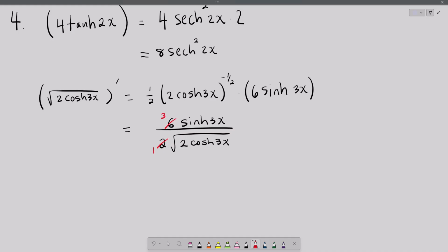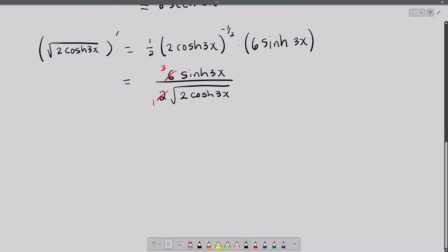Okay, let's do a couple integrals. So a classic integral would be something like this.